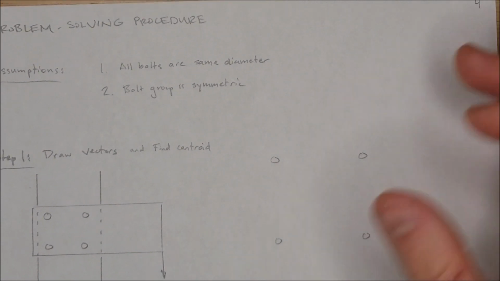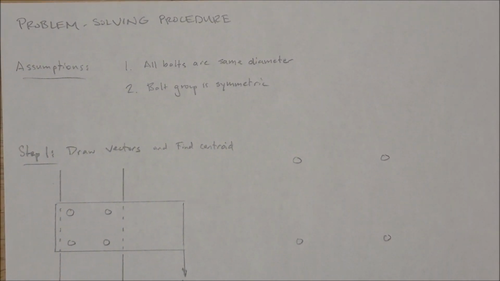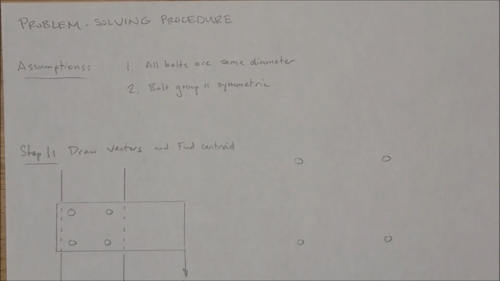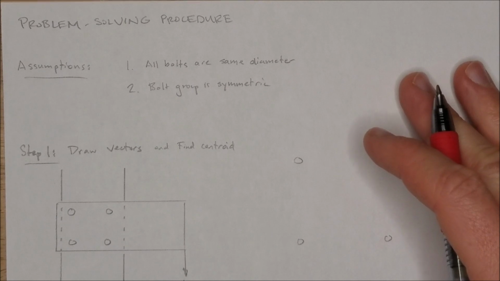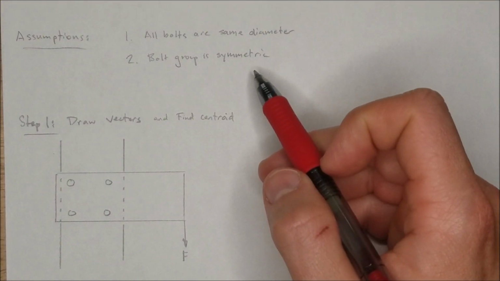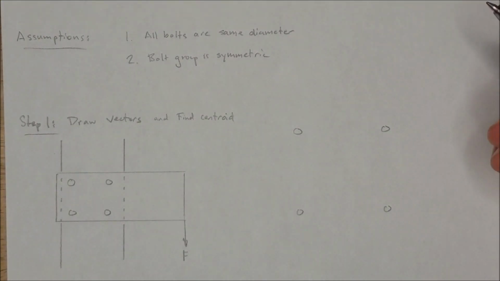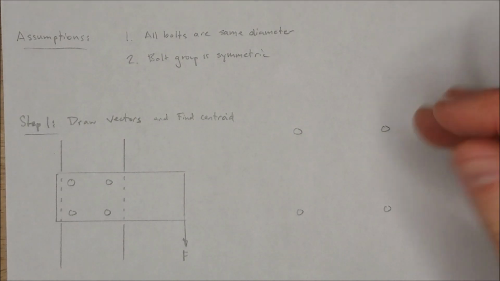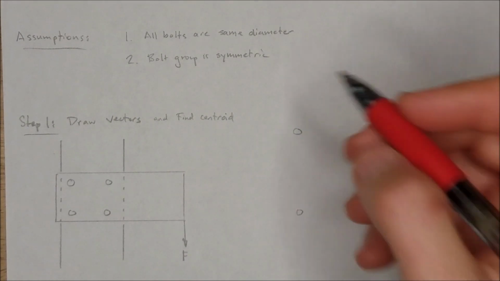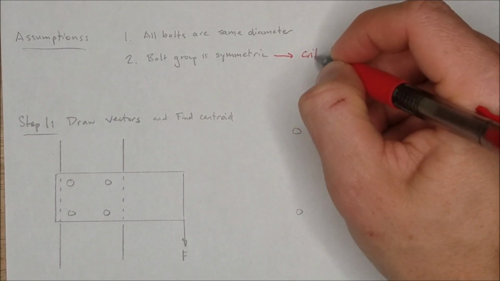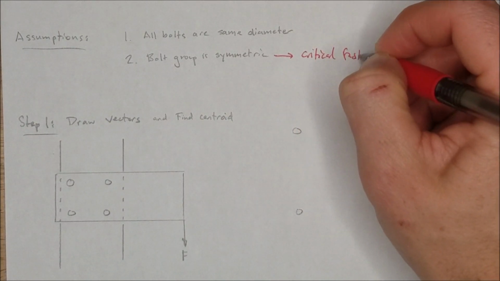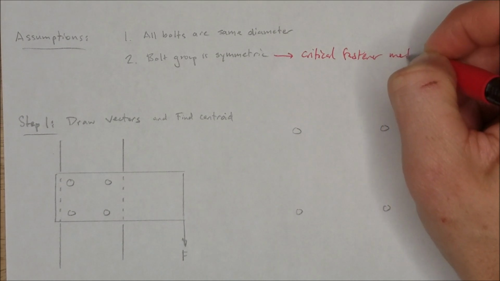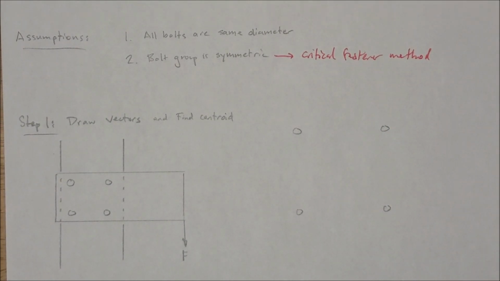Okay, so a couple of assumptions here if we're going to use the critical fastener theory. Number one, and this is extremely likely, all the bolts are going to have the same diameter. If they don't, the problem is going to be pretty long and it's going to take a long time to solve, and I don't really think we're going to see that. And number two, the bolt group is symmetric. Now, all the radii might not be the same, but the bolt group's at least going to be symmetric. So this tells us we can use the critical fastener method, which is good. We're going to go through that method, and it's pretty straightforward.